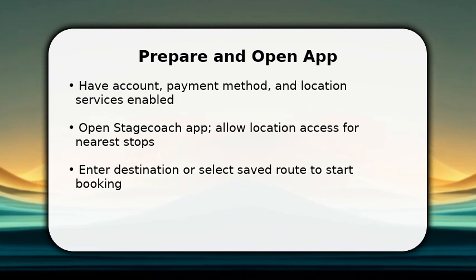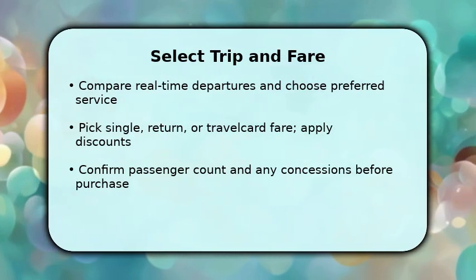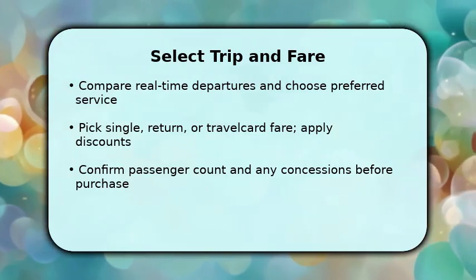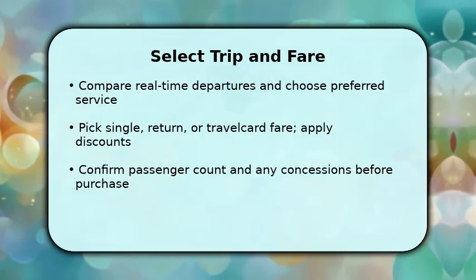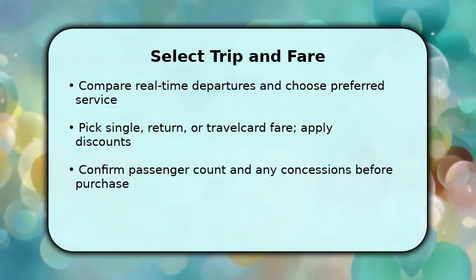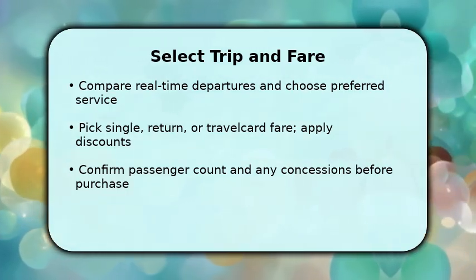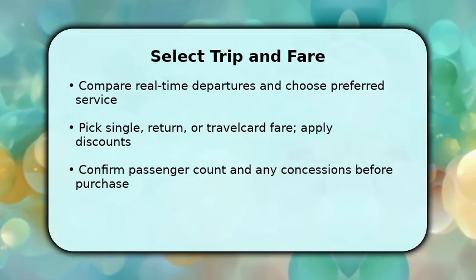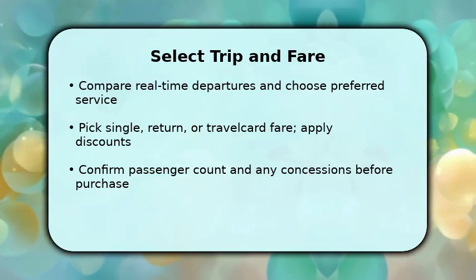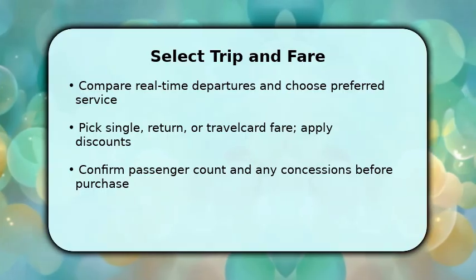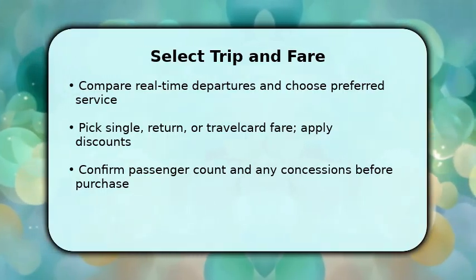Once you've picked a stop, compare real-time departures and select the service that suits your timing and transfer needs. This avoids missed connections. Tap fare to choose single, return, or a travel card and apply any available discounts. The app explains fare zones so you know what's covered. Confirm passenger count and concession types to get accurate pricing. Make sure the journey details match your plan before you proceed to payment. Incorrect options cost time and money.